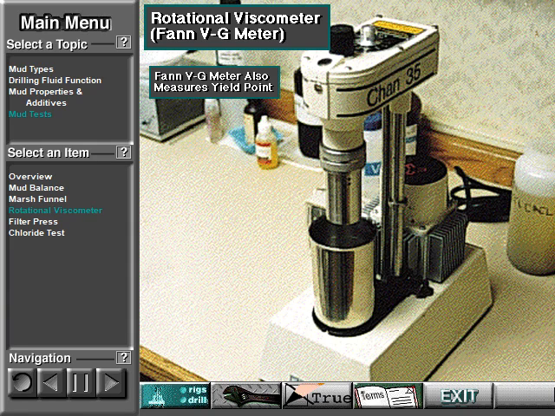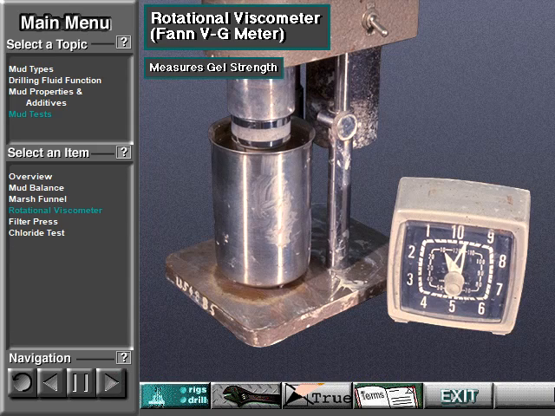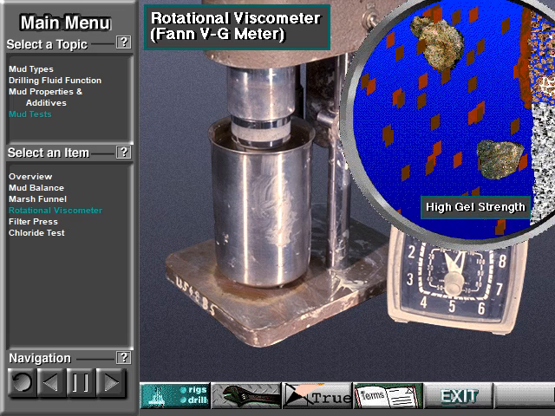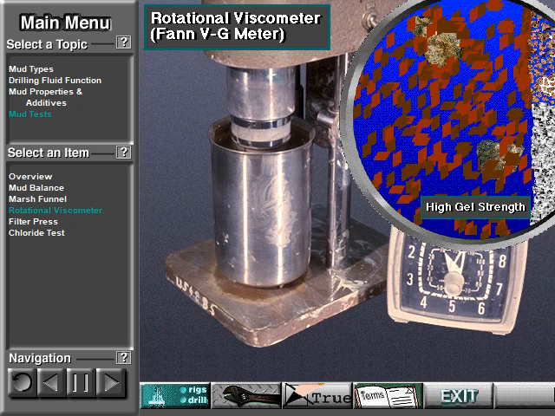In addition, a fan VG meter is used to determine a mud's yield point, which is a measure of the mud's resistance to flow. Combined with a timer, the meter also measures the mud's gel strength. Gel strength is the mud's ability to temporarily solidify or gel when it is not flowing.